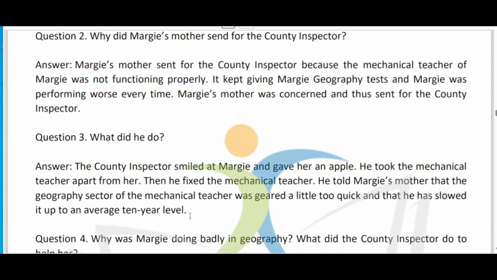And then Margie's mother was told that the geography sector of the mechanical teacher was geared a little too quick, that it was not Margie's fault, it was only the fault of the geography sector, which was geared a little too quick according to the level of an 11-year-old girl. So the county inspector slowed the level of that geography sector to an average of 10 years.